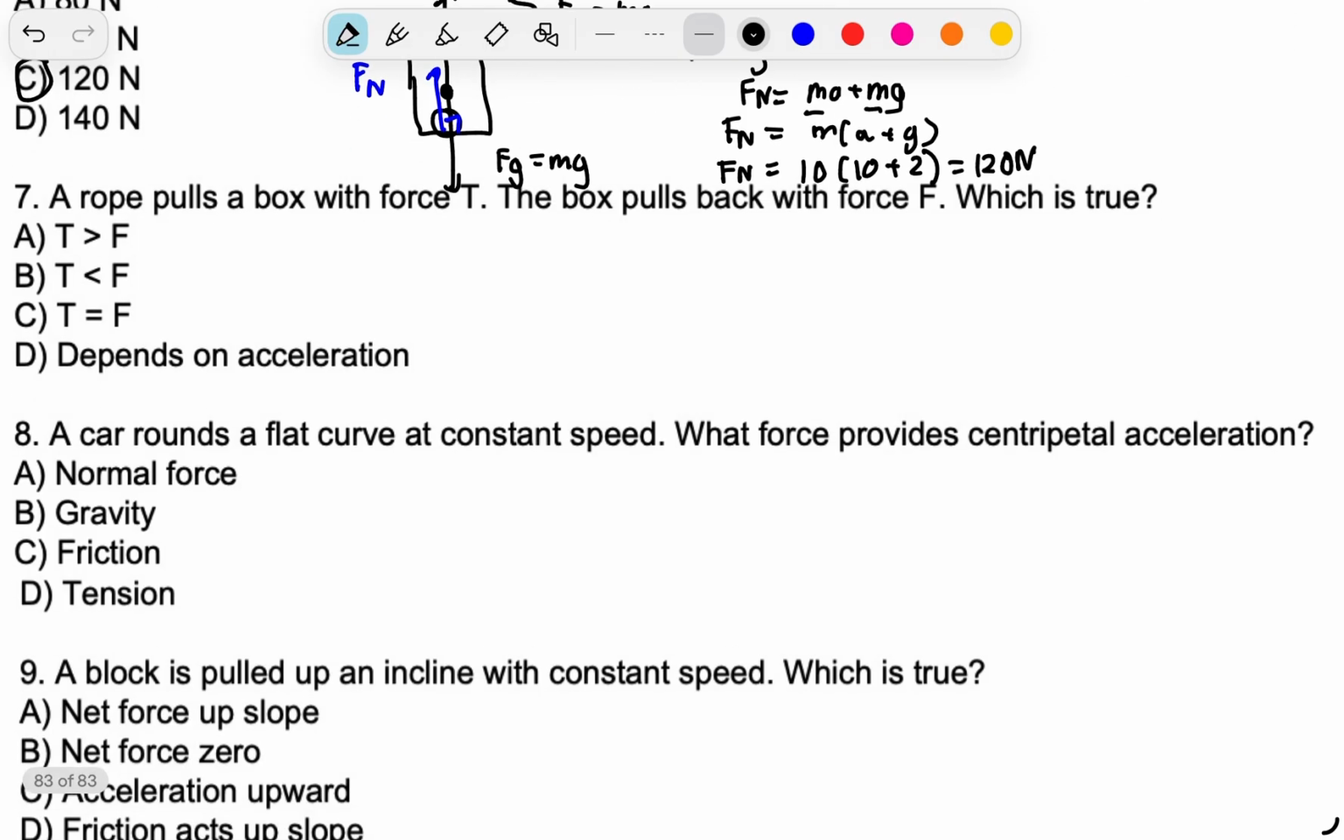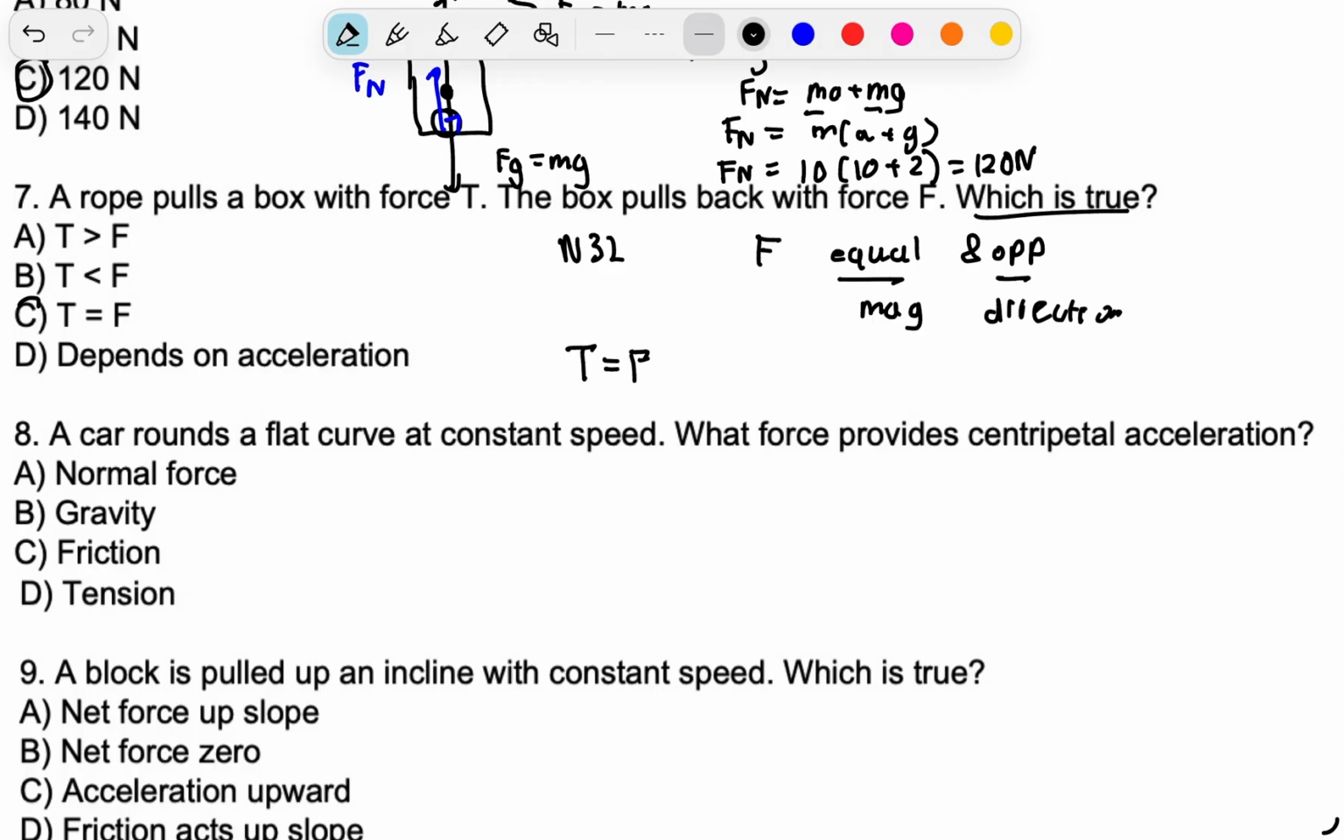So we have a rope that pulls a box with a force T, and then the box pulls back with a force F. So what is going to be true? This is just a Newton's third law question, which states that all the forces that we have in pairs are going to be equal and opposite, so equal in magnitude and opposite in direction. So when the rope pulls on the box, the box is going to pull back on the rope with an equal magnitude, so T is equal to F.